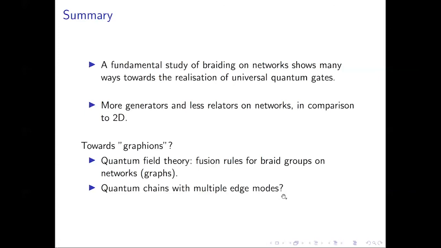Another idea, but this is a bit vague. There are quantum chains with multiple edge modes. What I was showing you with Majorana edge modes is the simplest instance of a chain that has some edge modes. In principle, when you switch on some second nearest neighbor hopping and so on, you can have multiple edge modes, and maybe then they satisfy the generalized braiding relations, so they give some more freedom, or maybe they give some new quantum gates. I don't know, I can think that maybe that's possible. Yes, and that's all. Thank you.